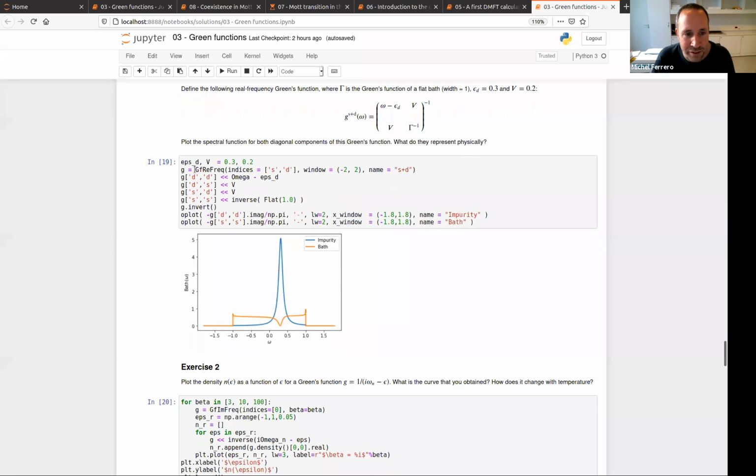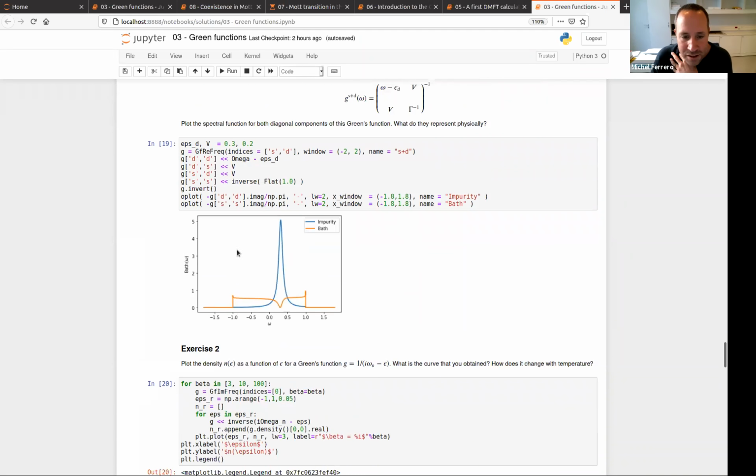So you can define this by defining a real frequency green function. You fill the different components, the impurity, the hybridization terms, and the bath, like this. You invert it to get this green function, and then you can plot it. Actually, I don't plot the green function, I plot minus 1 over pi, the imaginary part of the green function. And you probably remember that minus 1 over pi of the imaginary part of g is its spectral function. So what I'm plotting here is the spectral function for the impurity green function in blue and for the bath in yellow. And what you see is a resonance at the impurity level, which is more or less sitting at the energy of the impurity level, which is 0.3.